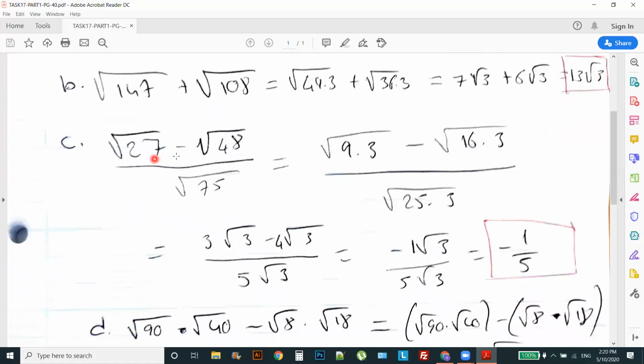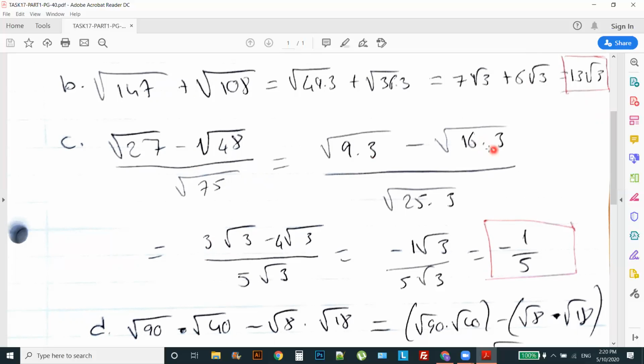Question C, root 27 minus root 48 divided by root 75. So obviously when I look at this question, guys, there are two rules, one for subtraction, one for division. I need to know both rules here. Okay, root 27 minus root 48. Guys, again, the number inside the root is not the same, so I'm going to find the factors of these numbers, right? 27 is 3 times 9. 9 is a perfect square, so it's going to come out of the root as 3. This 3 here will stay inside the root, so it will be 3 root 3.